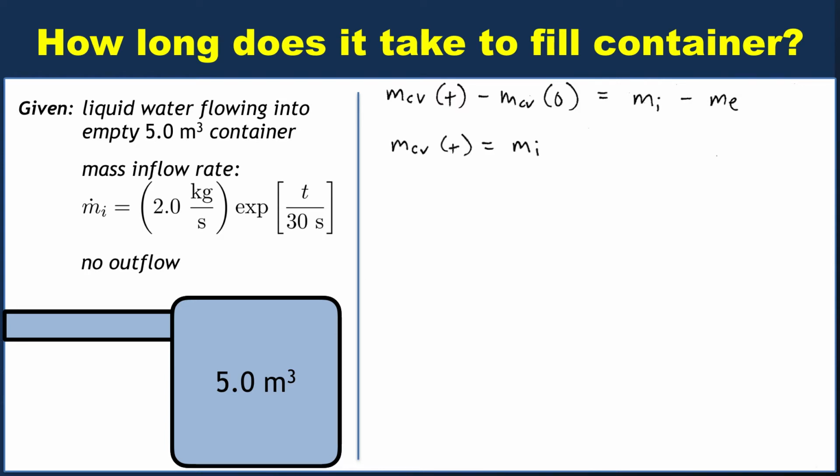So all this tells us is that, of course, the total amount of mass in our system at some time t is the amount of mass that has come in through the inflow. That has to be the case because it was initially empty and there's no exit.